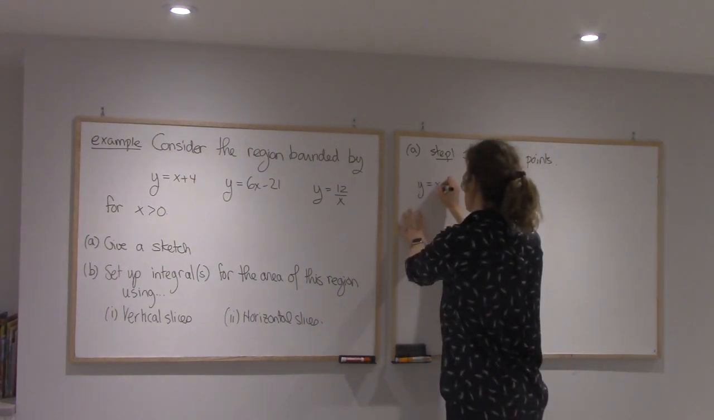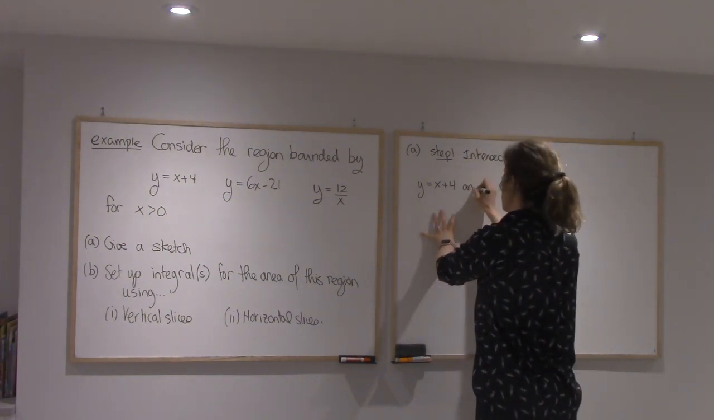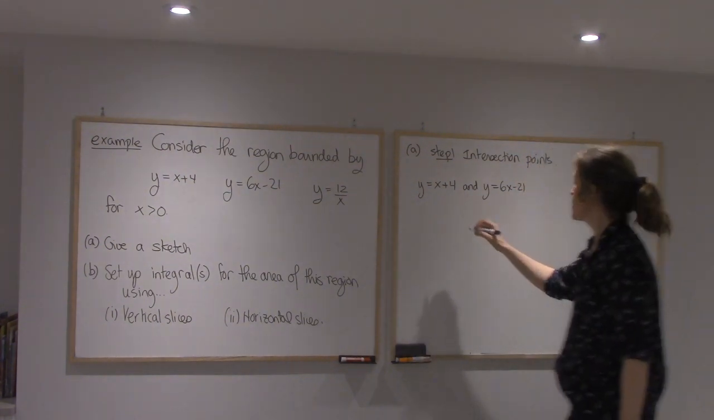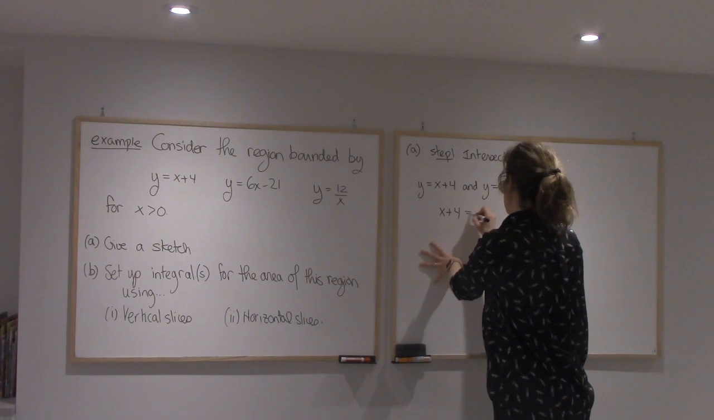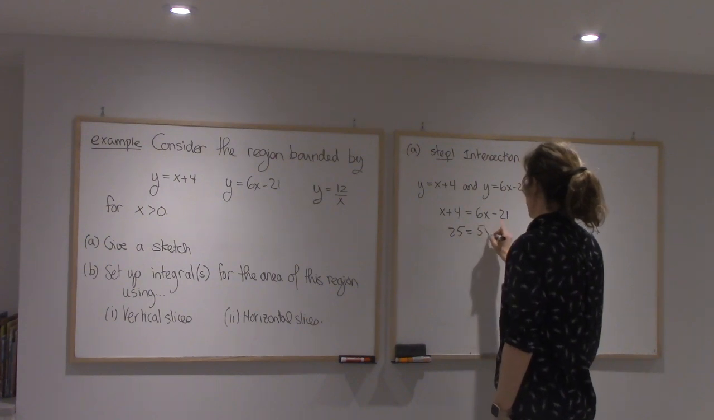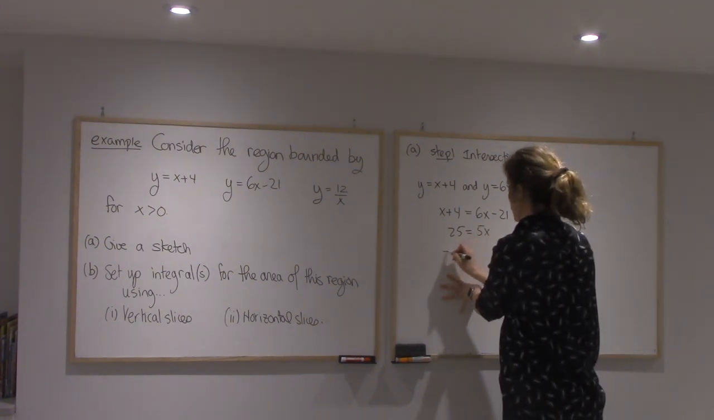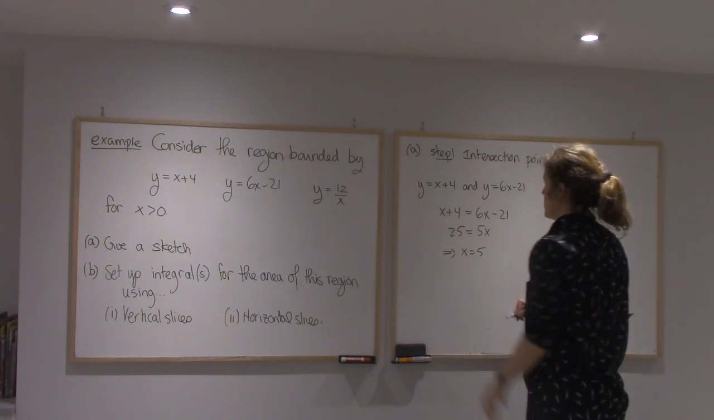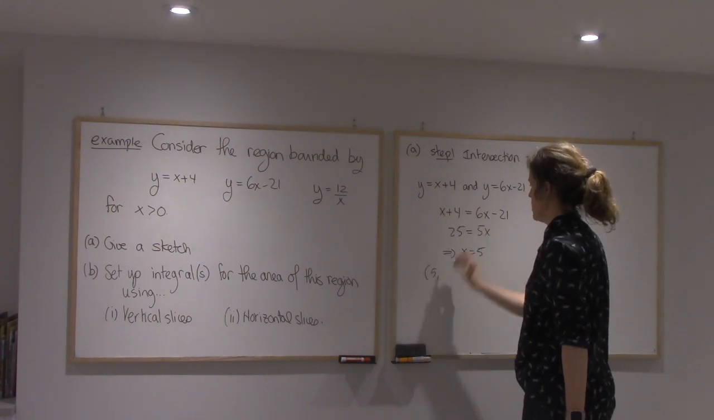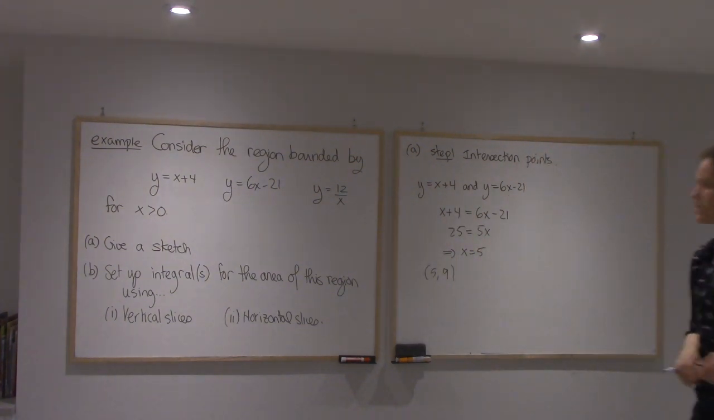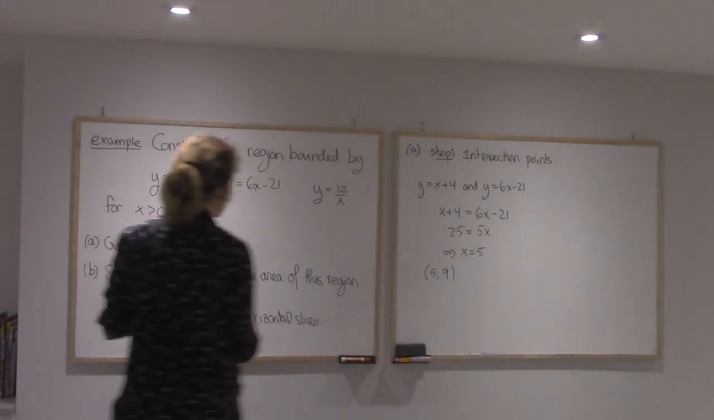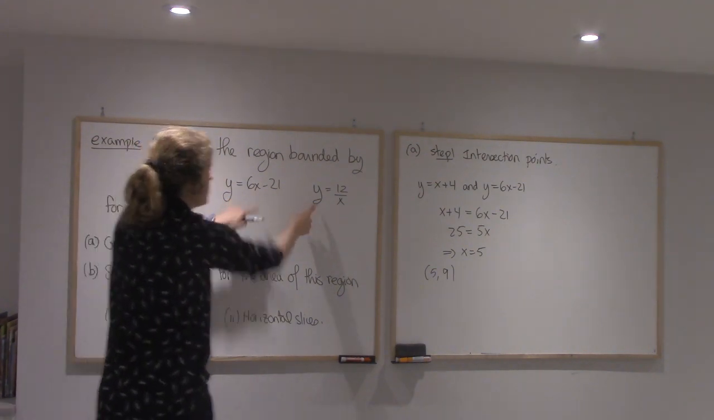So let's look at the first two. If I set the two equal, I get that x plus 4 is 6x minus 21. So 25 is 5x, and I divide by 5, I get that x equals 5. So my first point is 5, 9. And let's double check. Yep, that works. So my first intersection point is the point 5, 9. Now I'm going to look at where these two intersect, and then finally where these two.